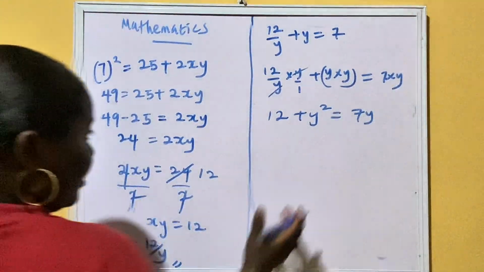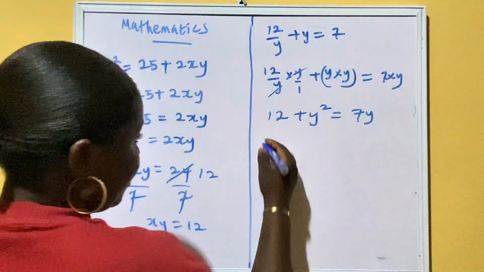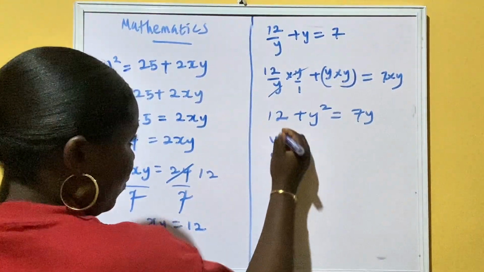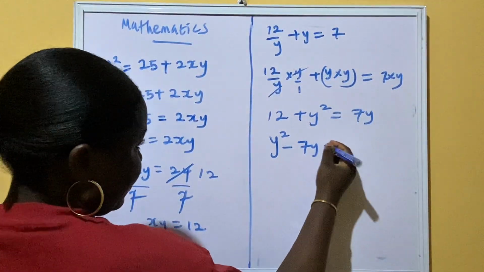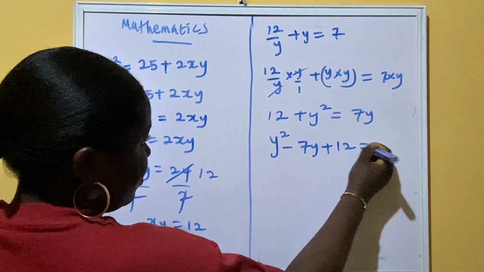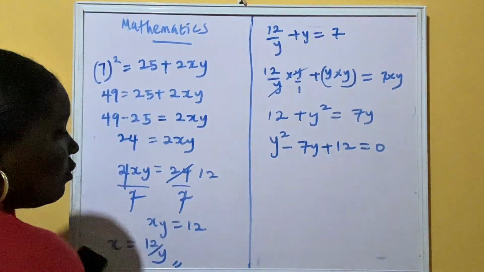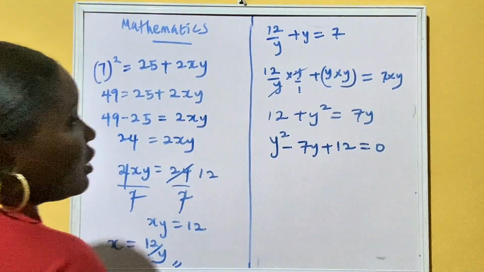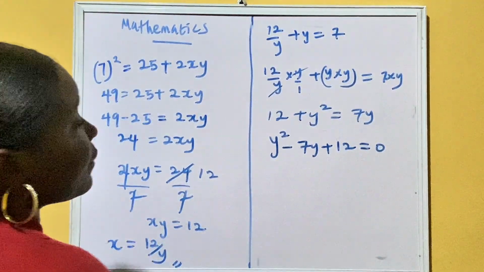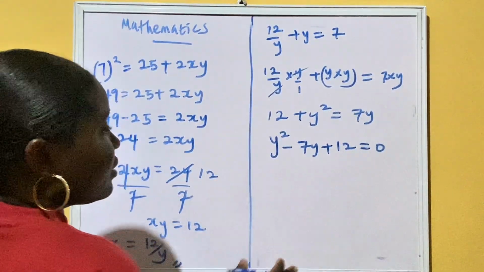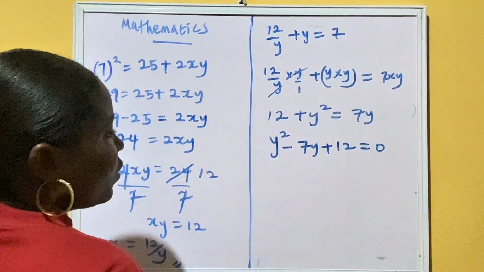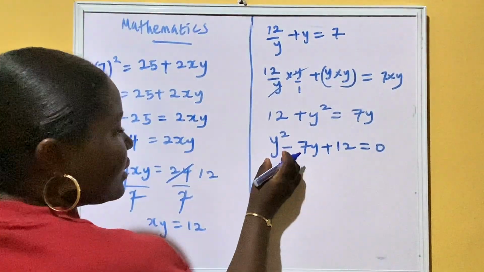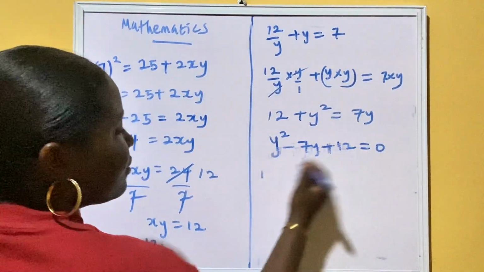Now if you look at this very well, this is a quadratic equation, so we rearrange: y squared minus 7y, because when it comes over it becomes minus, plus 12 is equal to 0. Now instead of going through the long route of using the quadratic formula or completing the square method, we can actually factorize. This is how factorization works. The coefficient of y squared here is 1, times 12.